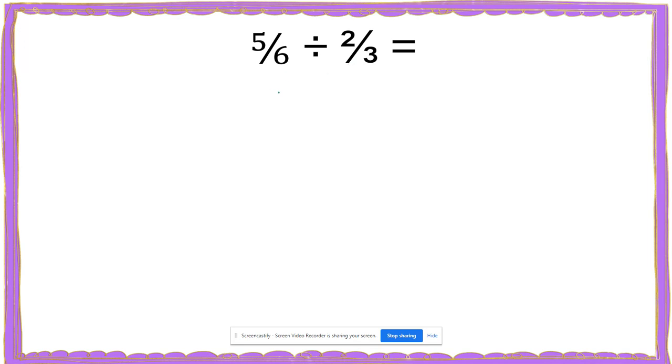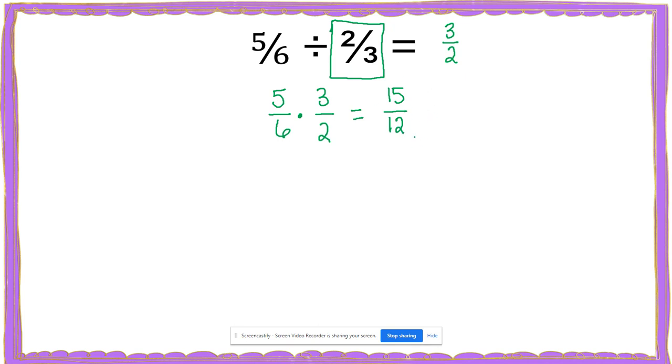I want to take my dividend, which is 5/6, and multiply it by the reciprocal of my divisor. If my divisor is 2/3, the reciprocal is basically just the flipped version of 2/3. So it's 3/2. So I'm going to take my dividend of 5/6 and multiply it by the reciprocal, 3/2. Now I'm going to multiply straight across. 5 times 3 gives me 15, and 6 times 2 gives me 12.